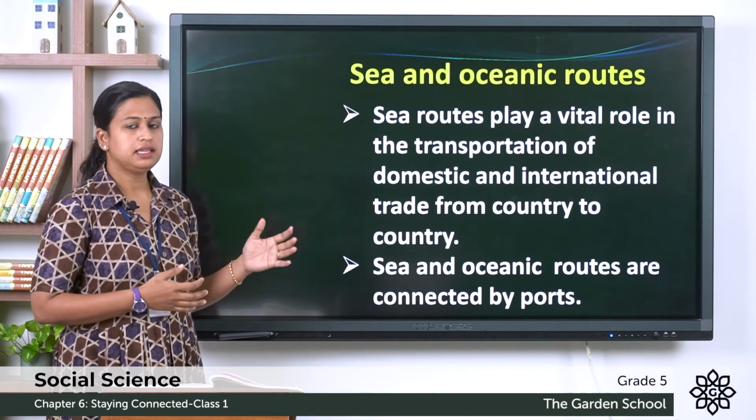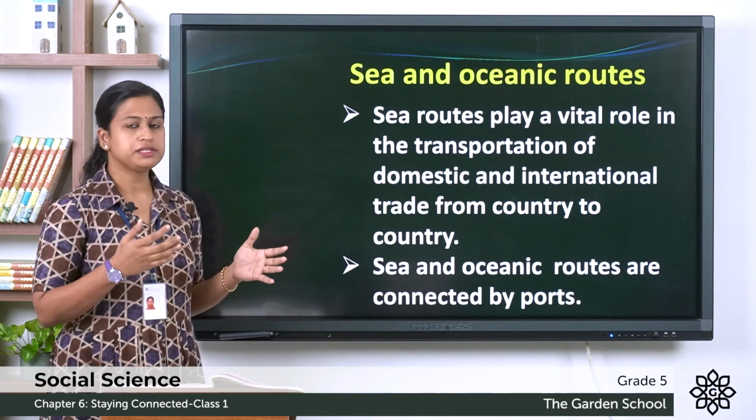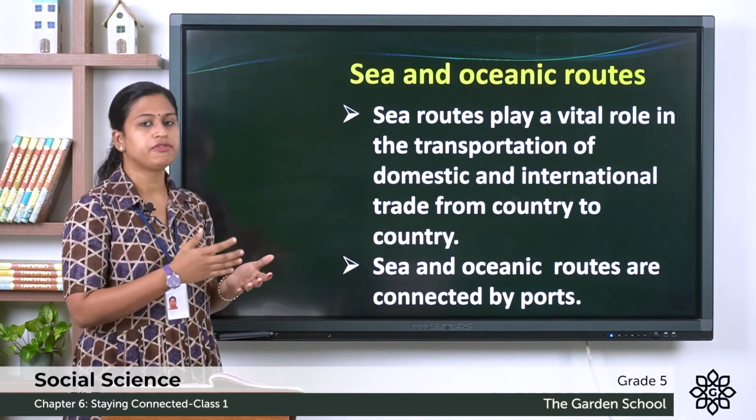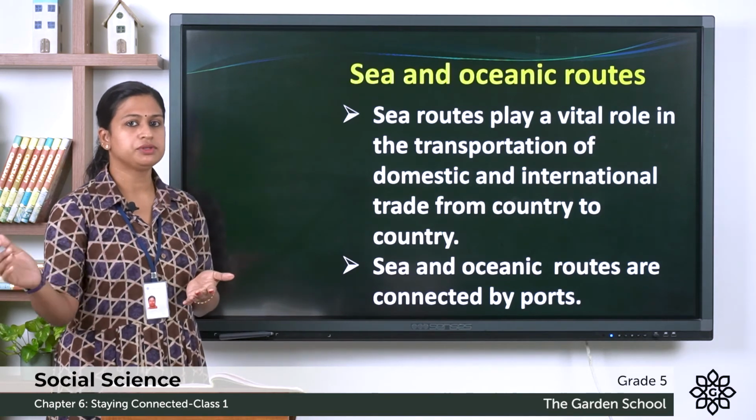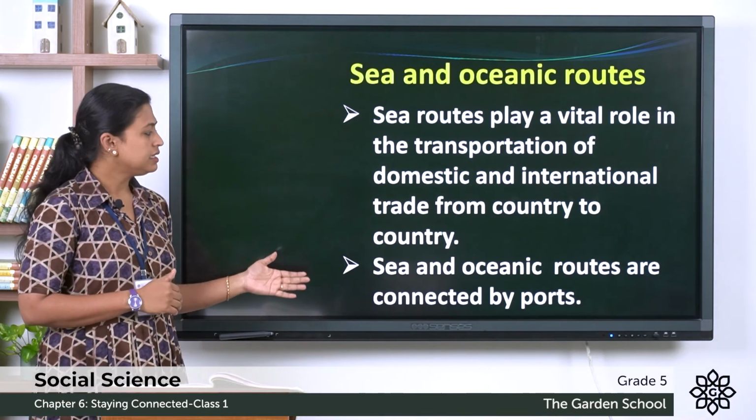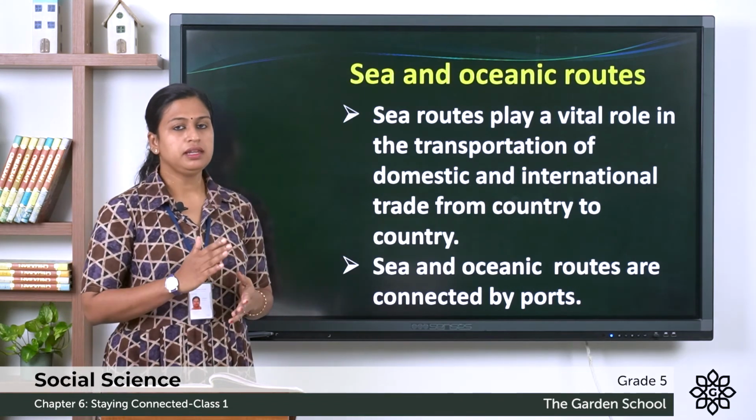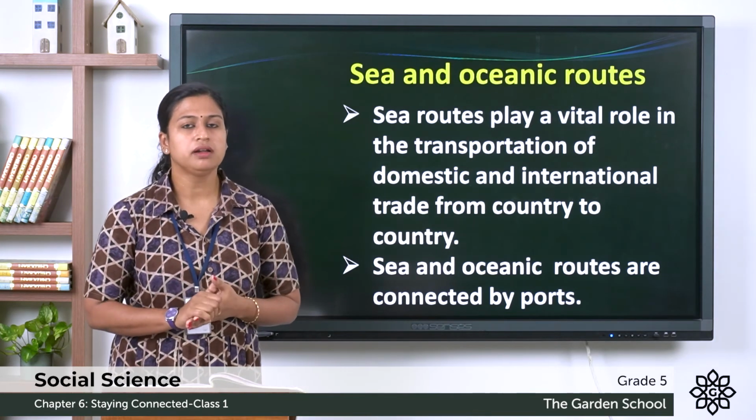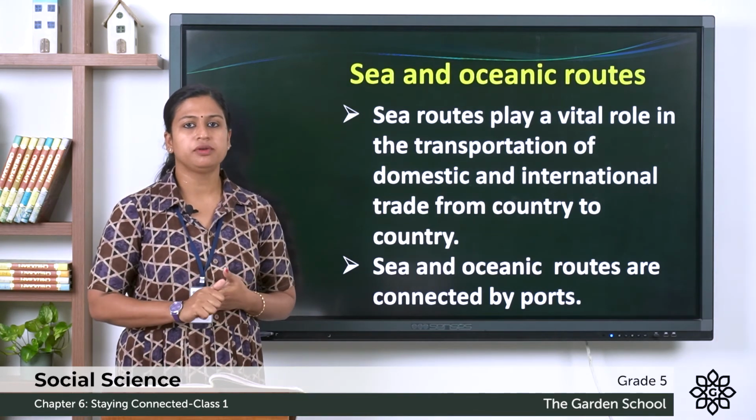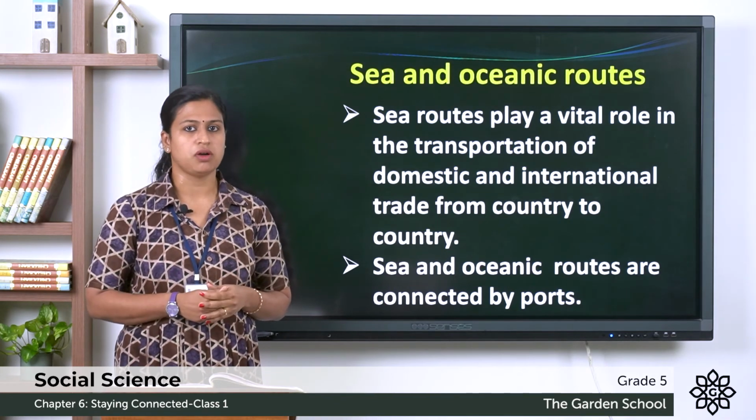Next is the sea and oceanic routes. So, sea routes play a vital role in transportation for domestic and international trading from one country to another. Sea and oceanic routes are connected by ports, and in India we have 13 major ports. Some of them are Kandla Port, Jawaharlal Nehru Port, Chennai Port, Cochin Port, Visakhapatnam and so on.